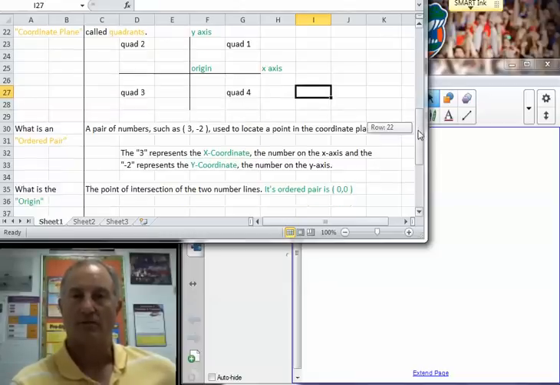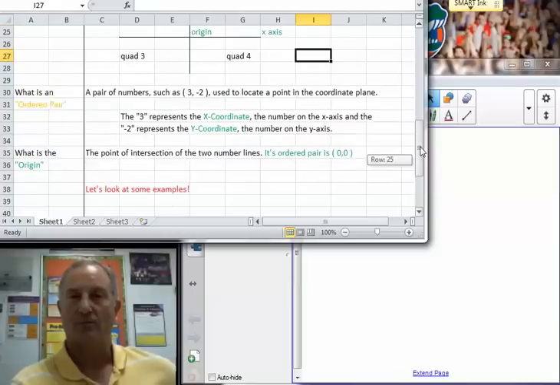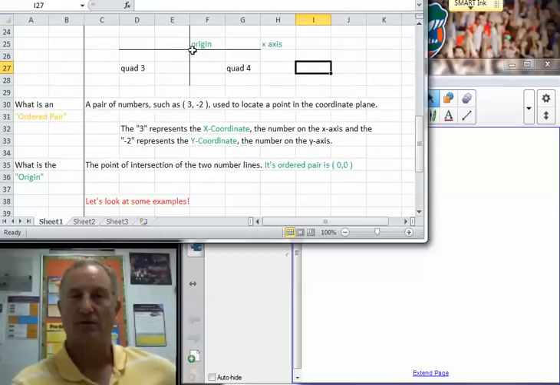All right, let's look at some more here. The origin we talked about is the point of intersection of the two number lines, and its ordered pair is 0, 0. That's the starting point. So that means this point right here at the origin, that's 0, 0. The x-axis is always horizontal, flat. The y-axis is always the vertical axis.